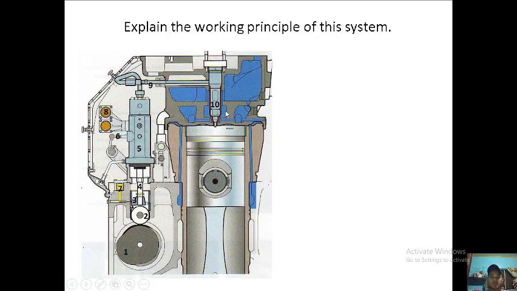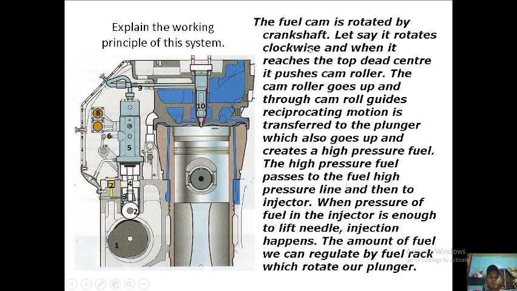So explain the working principle of this system. The fuel cam is rotated by the crankshaft, either gear driven or chain driven. Let's say it rotates clockwise, and when it reaches the top dead center, it pushes the cam roller up. So the cam roller goes up, and through the cam roller guides, reciprocating motion is transferred to the plunger, number 4, which also goes up and creates high pressure fuel.